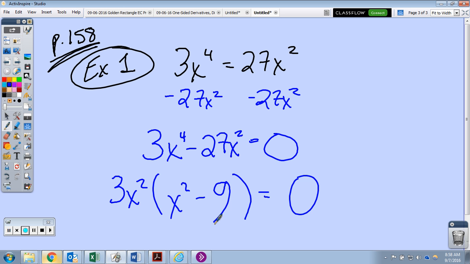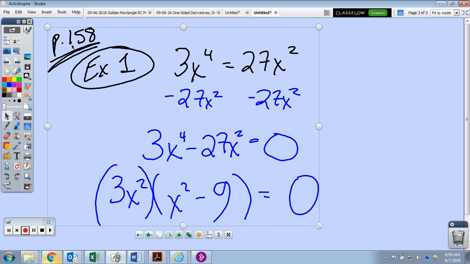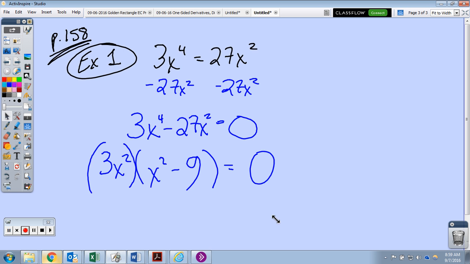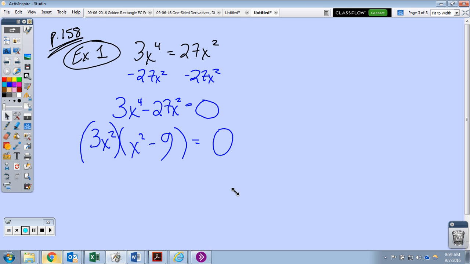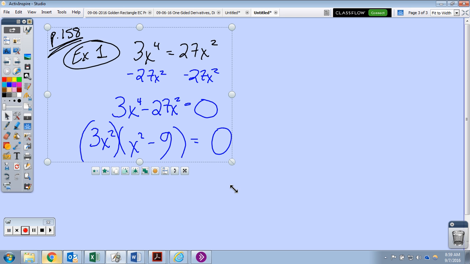Does anyone know what we might do next? Anyone recognize anything? Ah, good job. That's the difference of two squares. Correct. It's the difference of two squares.